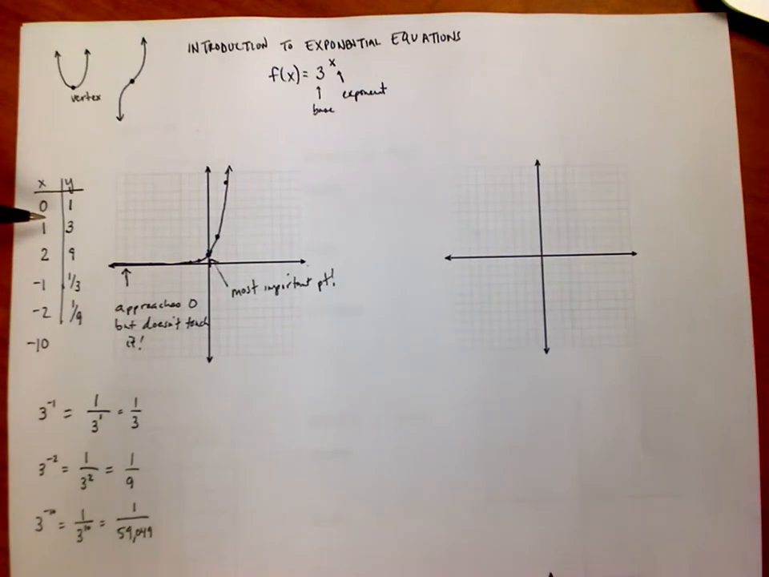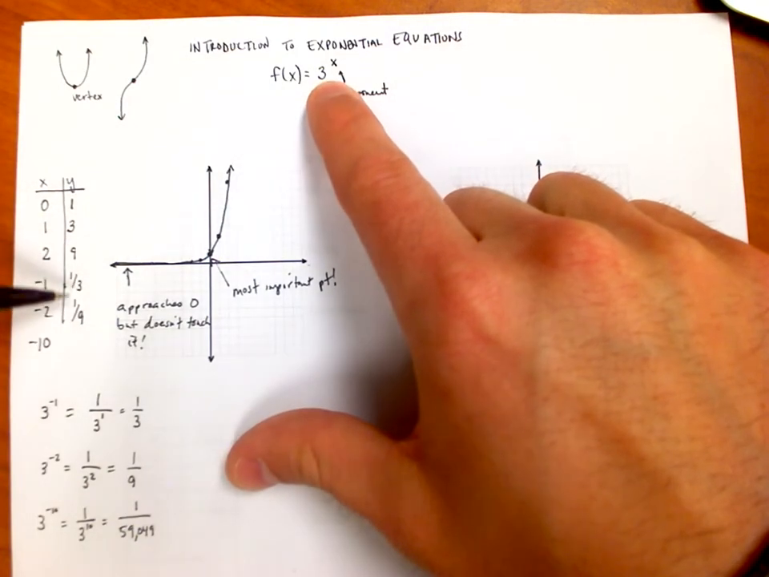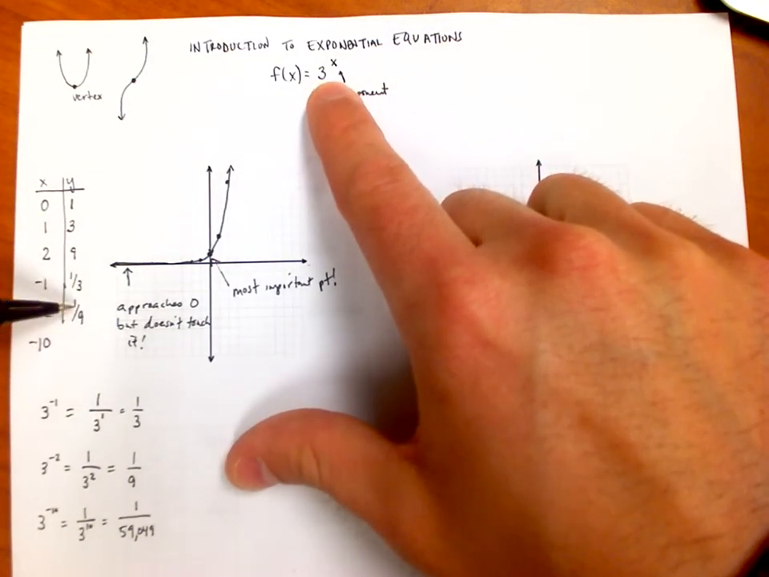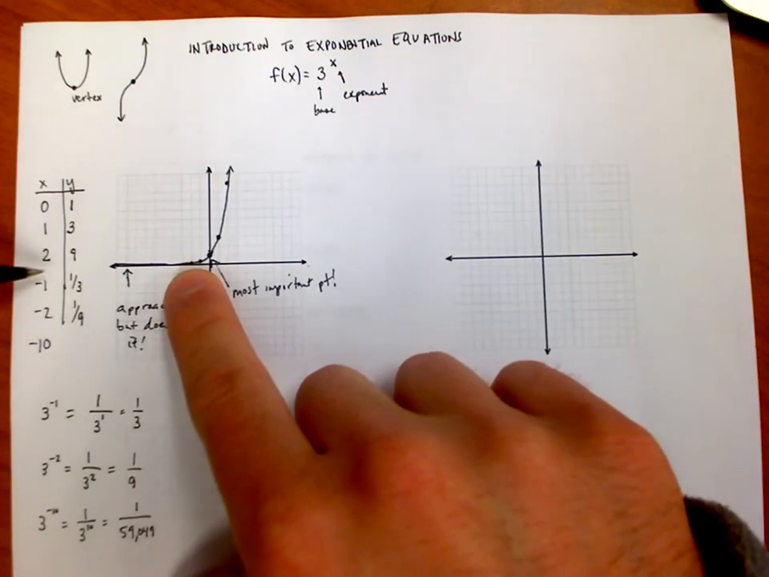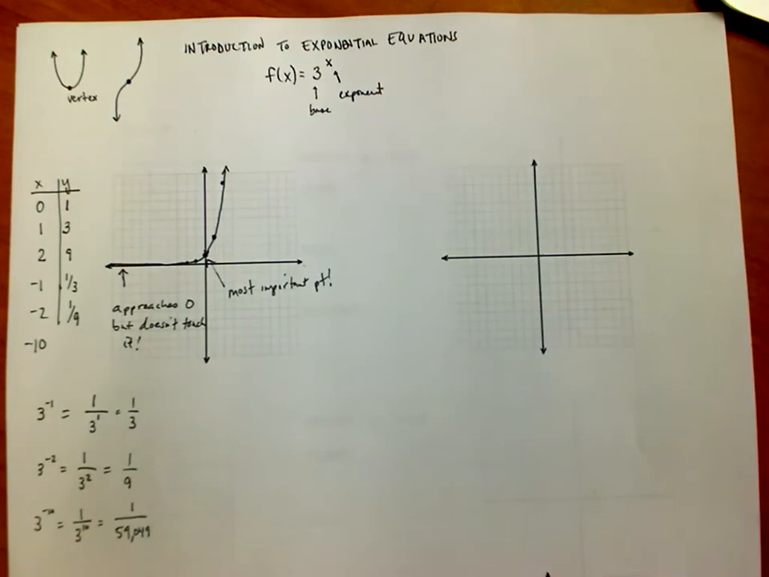For plotting points, it's simply a matter of multiplying by 3 every single time because that's the base, or dividing by 3 every single time because that's going to be what I do with the negative exponent, right? So I can quickly and easily plot some points, and I figure out here that I have an exponential equation that goes upward.